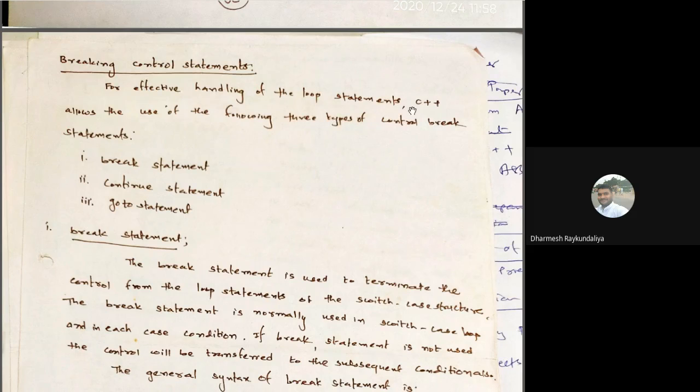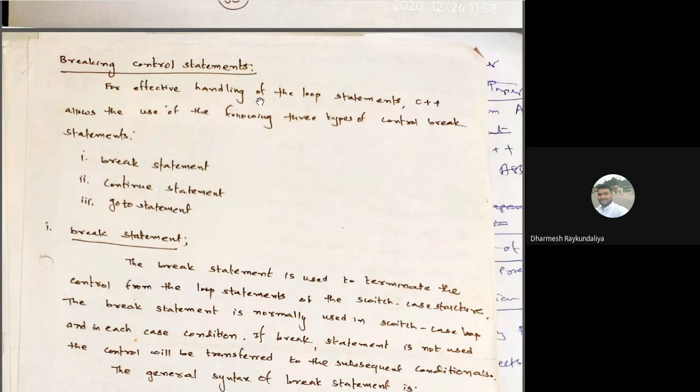For effective handling of the loop statement, C++ allows the use of the following three types of breaking control statements. So what are they? Break statement, continue statement, and goto statement. Why do we require them? Because we wish to go for the effective handling of a loop.